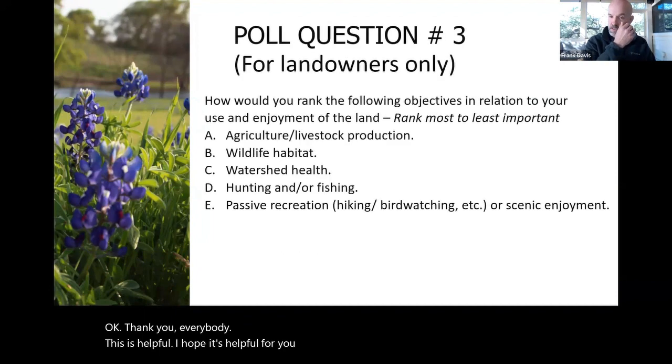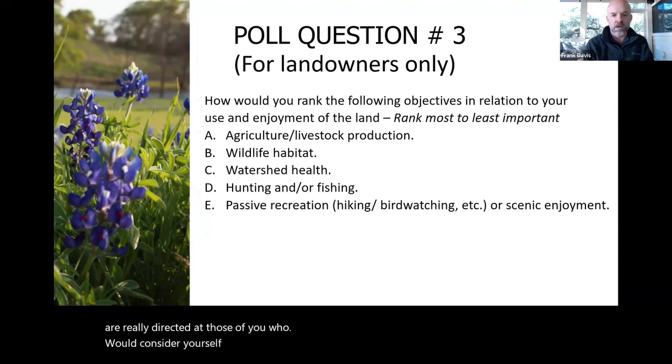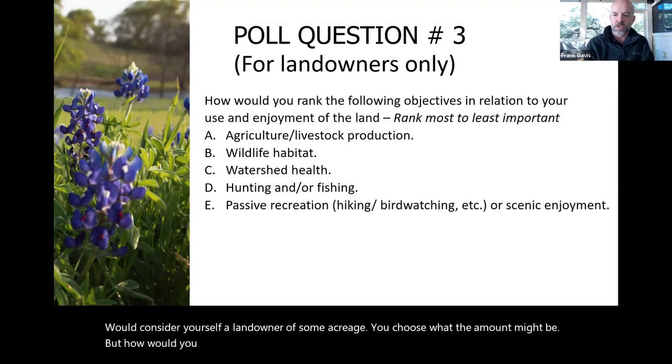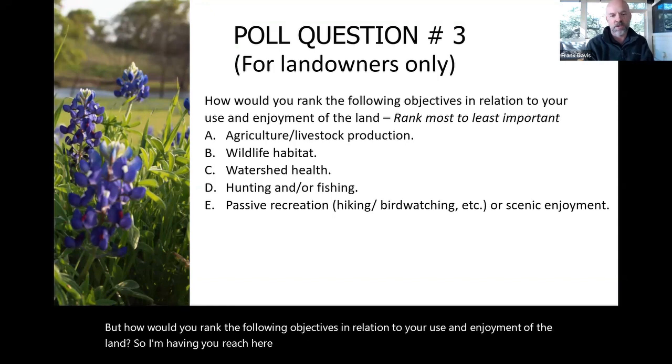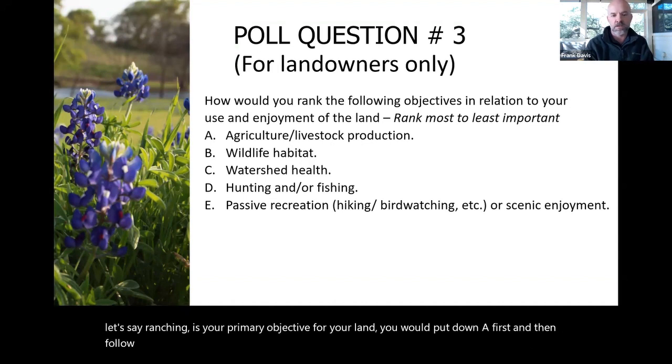We have two more questions, and these are really directed at those of you who would consider yourself a landowner of some acreage. You choose what the amount might be. How would you rank the following objectives in relation to your use and enjoyment of the land? I'm having you actually rank from most to least important. So if item A, let's say ranching, is your primary objective for your land, you would put down A first and then follow that with any other letters that you think are also important, but maybe not quite to the same extent.